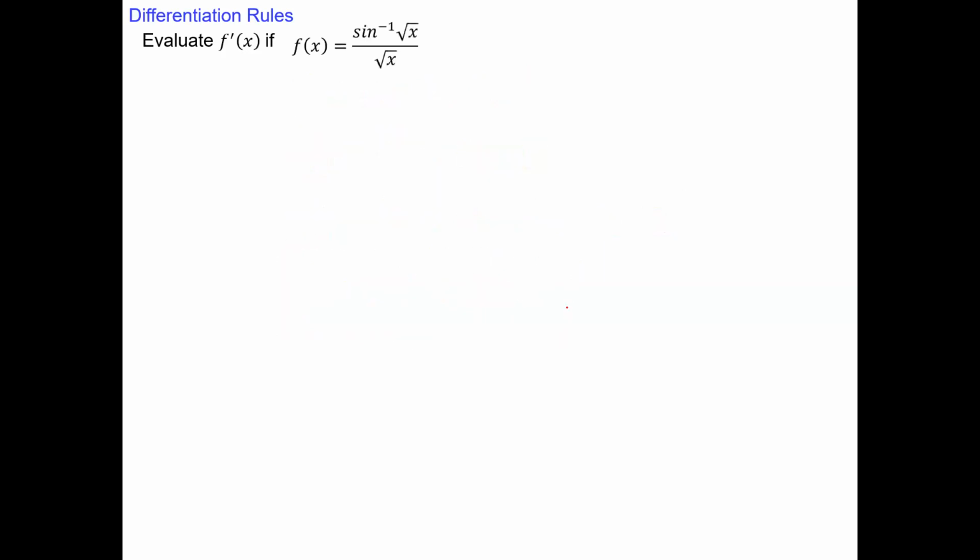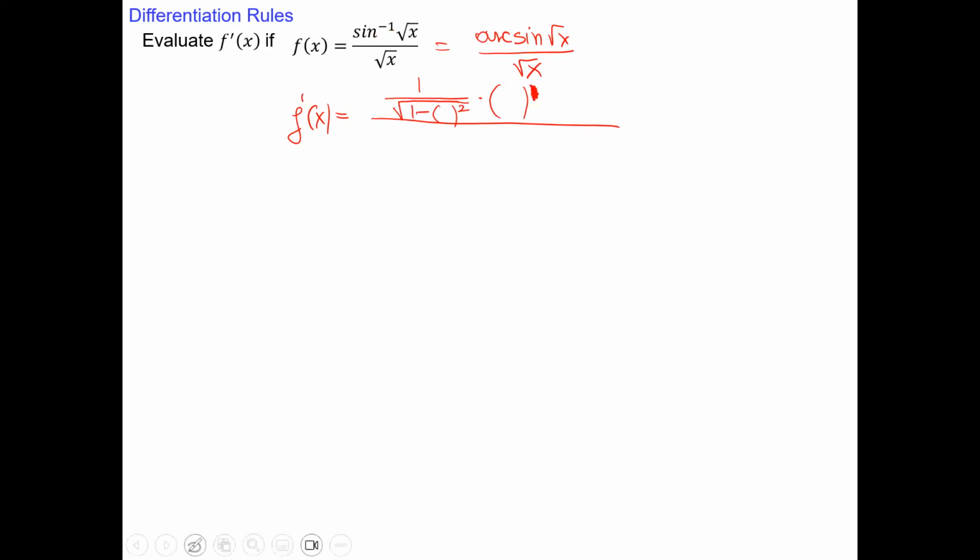Okay, another question that I prepared. It's again inverse sine of x, chain rule and the quotient rule. Let's try. Let's differentiate. Derivative of arcsine, yeah? Because I can say this is arcsine of the square root of x over square root of x. Derivative of arcsine is 1 over square root of 1 minus quantity squared, times derivative of this quantity. And the quantity is square root of x.